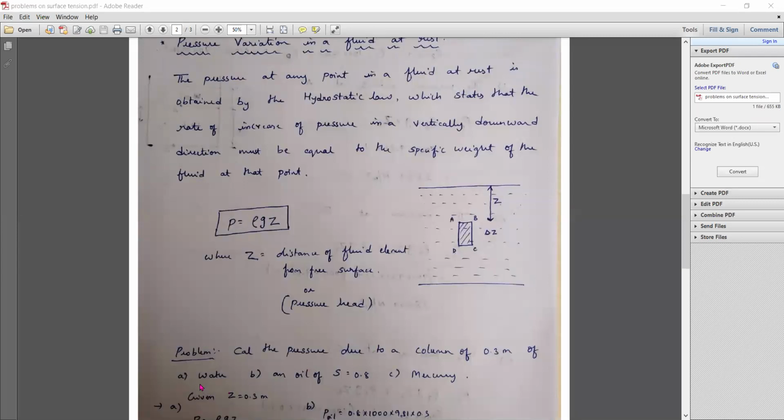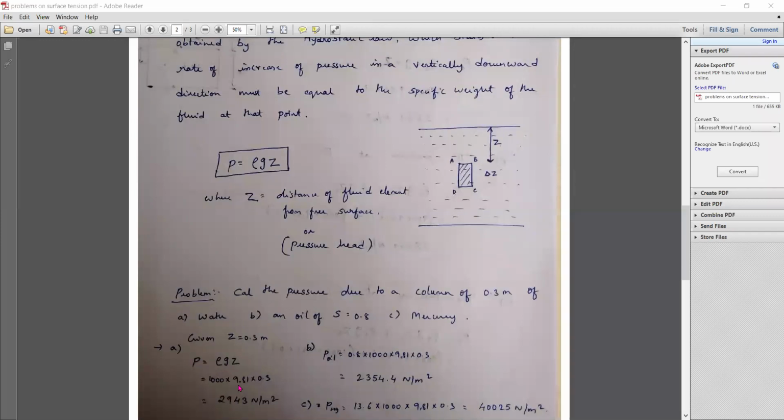So what will you get for water? First write down A for water. Given Z or h equal to 0.3 meter. Now use this formula, P equals rho g h. For water, what is the density value? Specific gravity is 1, but I'm asking density. Density of water is 1000. So use 1000 into 9.81 into 0.3 meters.